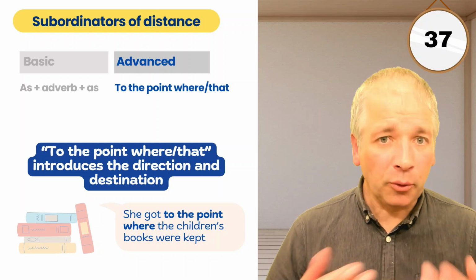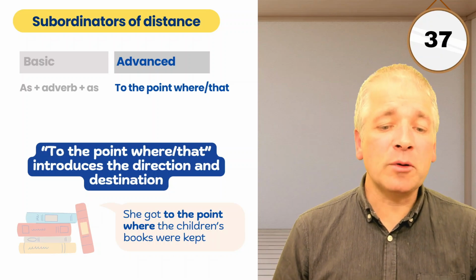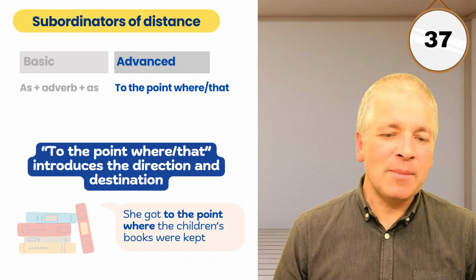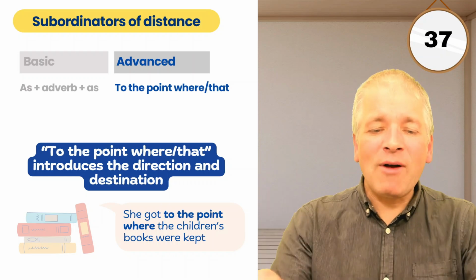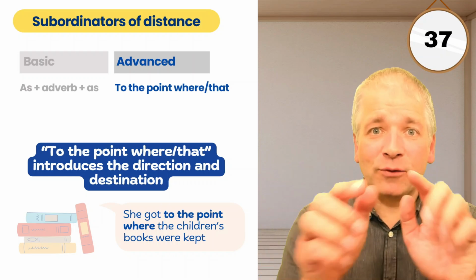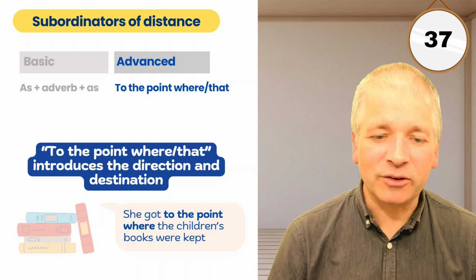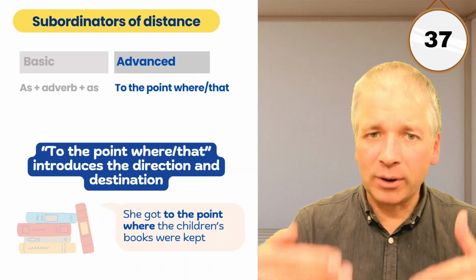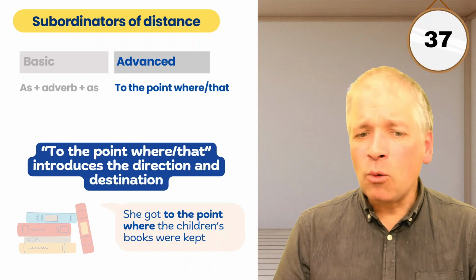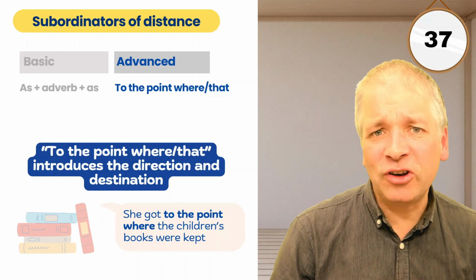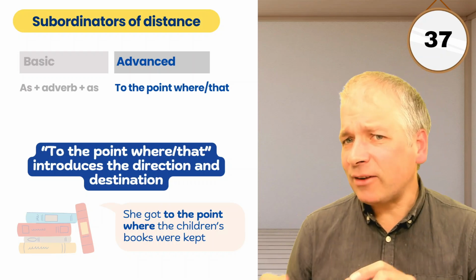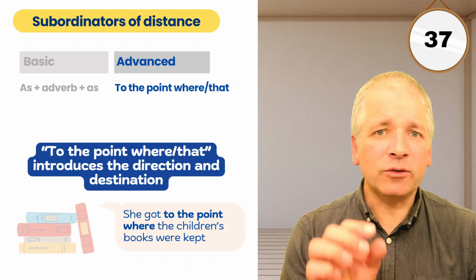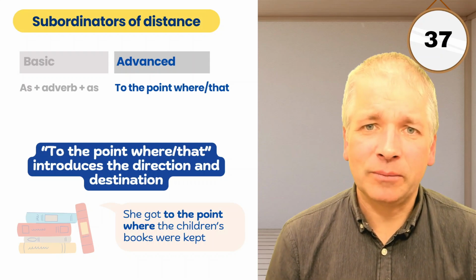She got to the point where the children's books were kept. So what does that mean? She went in this direction and she arrived at the destination she planned. She got to the point where. We could have said she got to the point that. That and where can often be used interchangeably, but that can also be a subject where cannot be a subject.